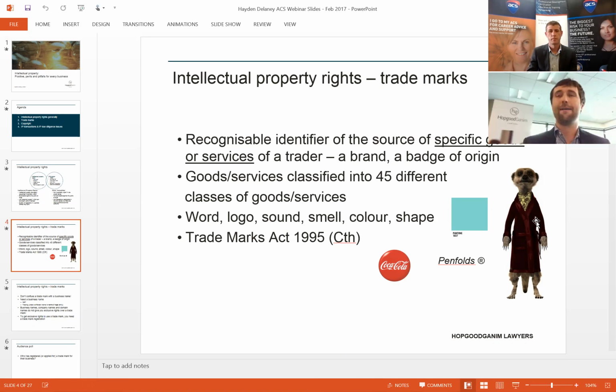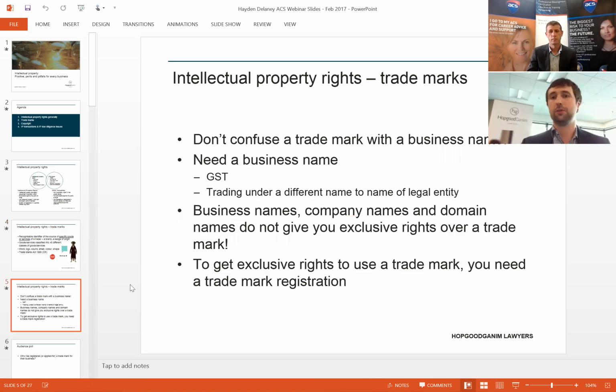And in order to have an enforceable trademark, in order to be able to enforce a trademark against someone else by way of a trademark infringement claim, you need to have a registered trademark, okay? Trademark rights, generally speaking, need to be registered in order to be enforced against the public.